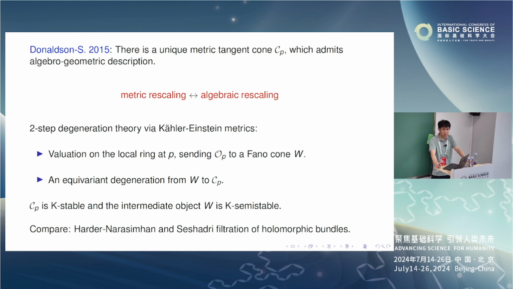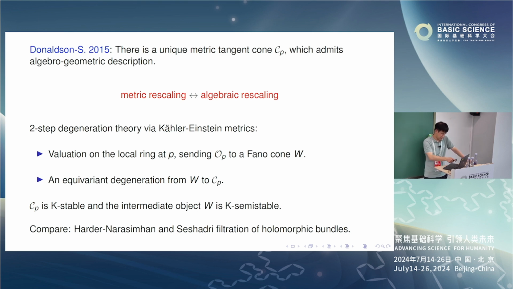So you know that there's a metric tangent cone, but can you describe it in terms of algebraic rescaling of the equations? Of course, naively you expect that you just do some weighted tangent cone in the algebraic sense, but unfortunately, this is not the case. You need two steps in general. So we call it two-step degeneration theory.